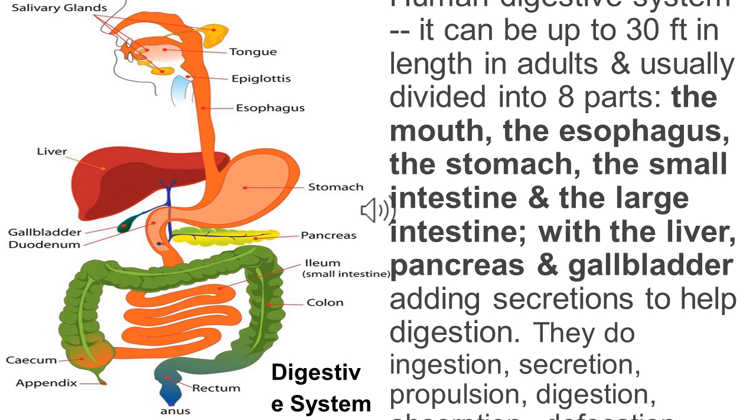Parts of human digestive system. The human digestive system is a very complex system which is comprised of the following parts. There are 5 main organs of the digestive system along with 3 digestive glands. The 5 main digestive organs are mouth, esophagus, stomach, small intestine and large intestine, and the digestive glands are pancreas, gallbladder and liver.